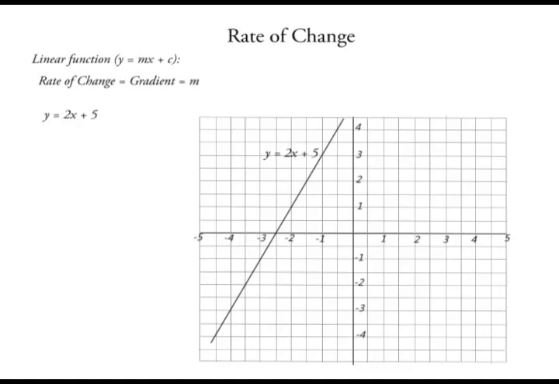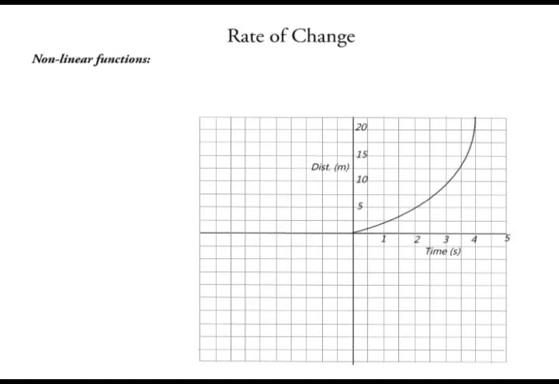Consider a graph of y equals 2x plus 5. The gradient is 2. It means that y increases by 2 for every 1 unit increase in x, and you can see that from the graph. Calculating the gradient of a straight line is easy: change in y over change in x.